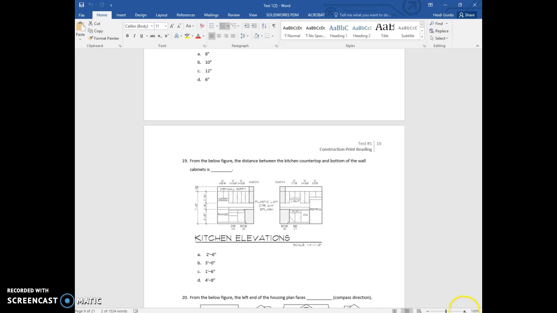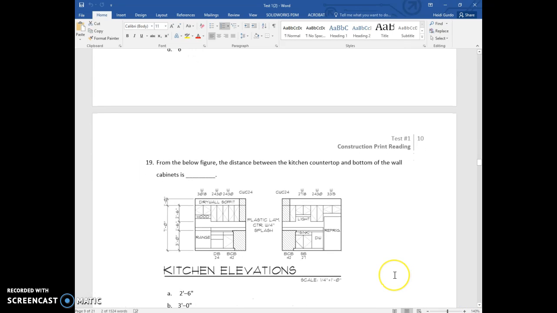Now this one, a lot of people struggled with, and this was actually an example in your textbook, and it was on your homework assignment as well. It says, from the figure below, the distance between the kitchen countertop and the bottom of the wall cabinet is. So the kitchen countertop is going to sit on these base cabinets. Base meaning they sit on the ground. And the upper cabinets start right here. It doesn't start right here.